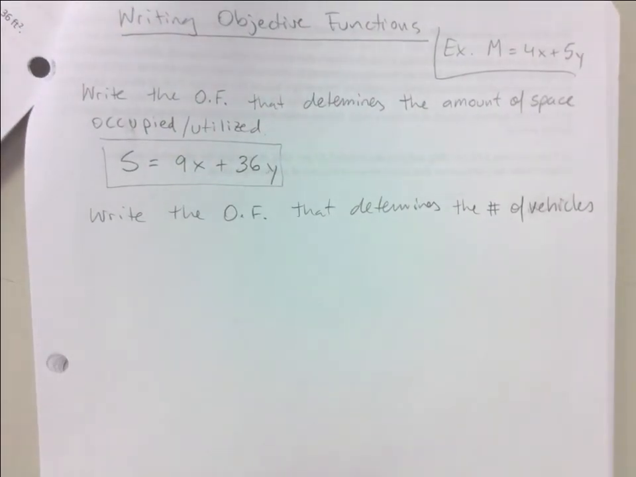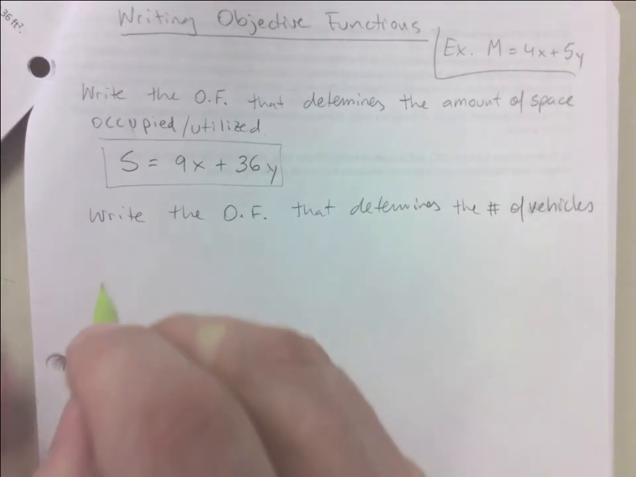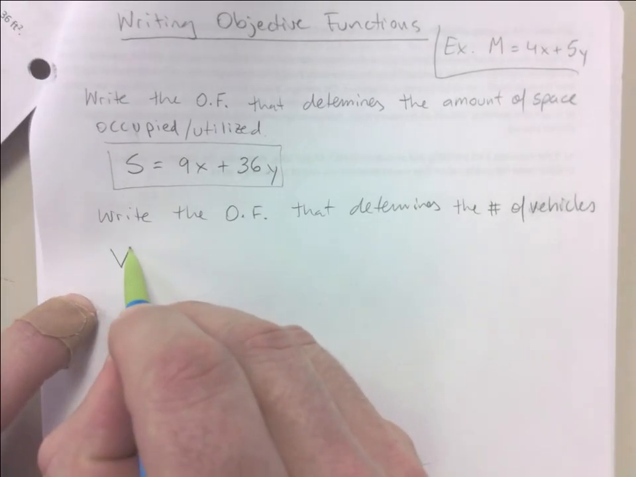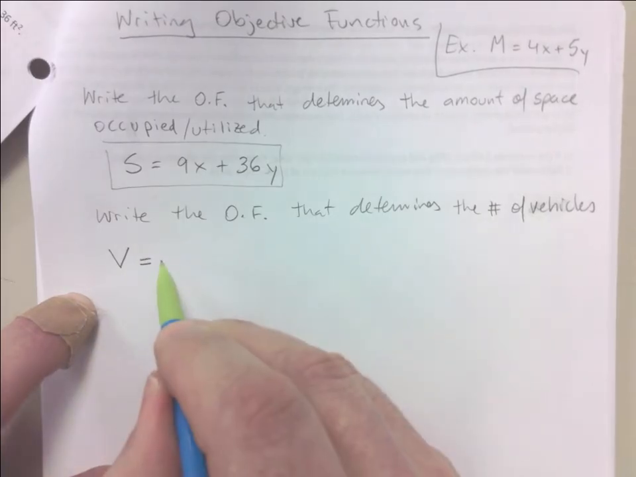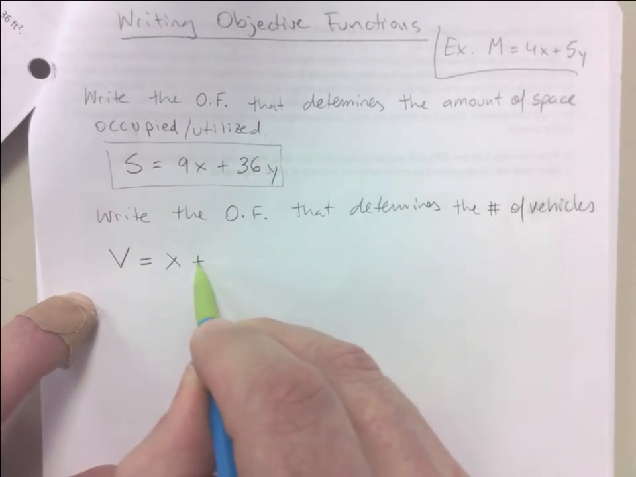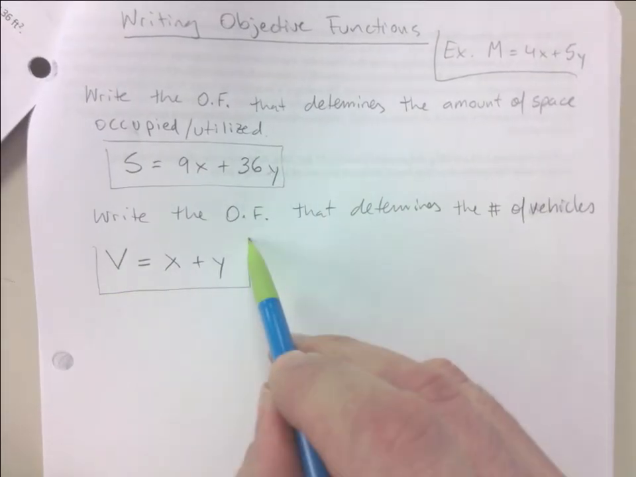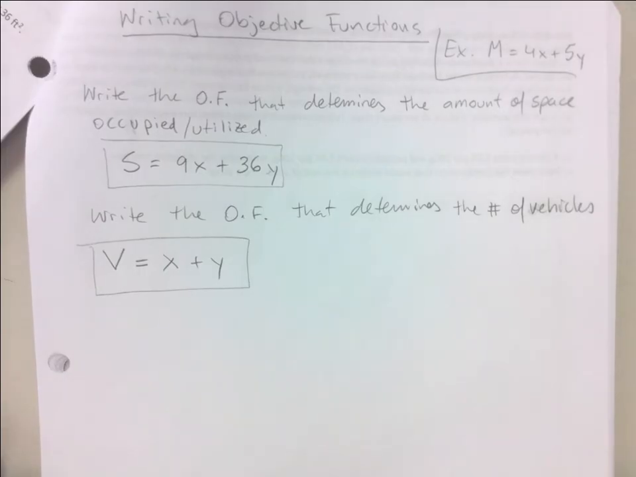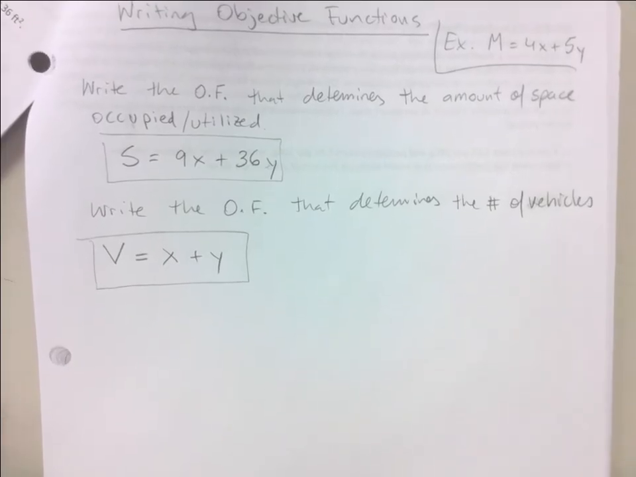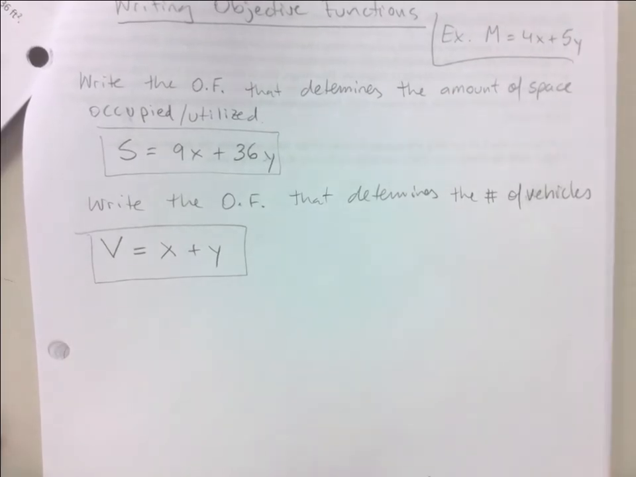What would be the objective function that would tell us how many cars are in the parking lot at any given time? I will say this, vehicles would simply be X plus Y, right? If you were to add up X and Y, then you know how many vehicles are in that parking lot at any given time. That's all I can do in this case. We don't have more information.